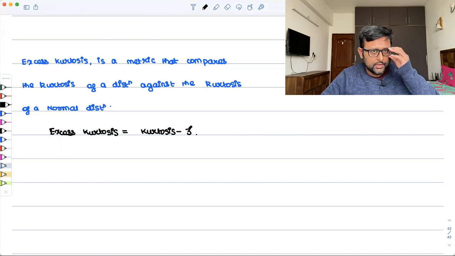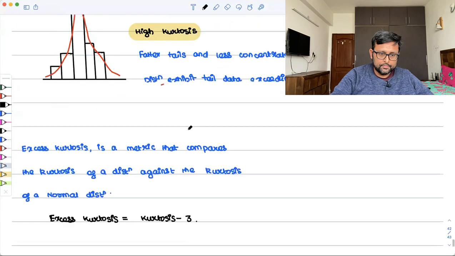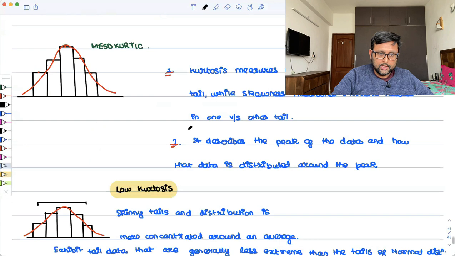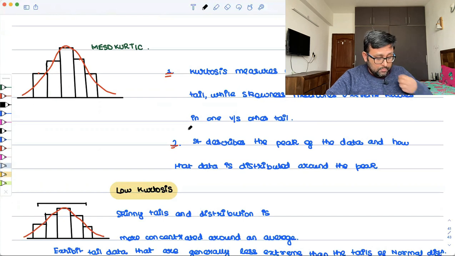So a mesokurtic distribution is more or less like your normal distribution. It has an excess kurtosis of 0 or close to 0, right? So excess kurtosis for the mesokurtic distribution is 0 or close to 0. So kurtosis is around 3 or close to 3, right? So this mesokurtic distribution follows the normal distribution.